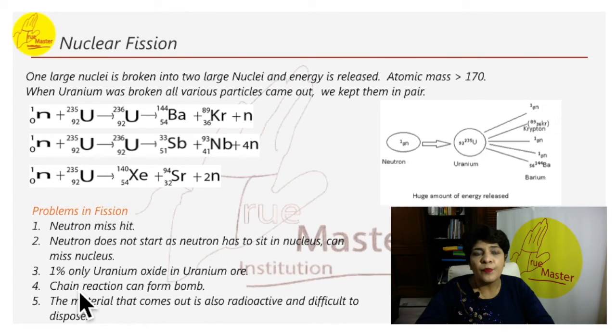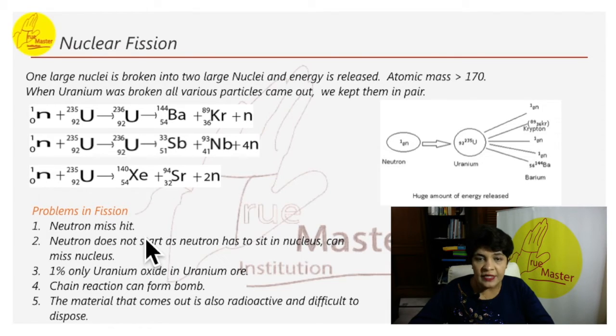Now, the problems or challenges with fission. What are the problems that we have? The first problem is neutron mishit. When does the reaction start? The reaction starts when a neutron hits the nucleus of the uranium, when it slowly comes and hits the nucleus exactly. Here it is possible that this hit will be missed.